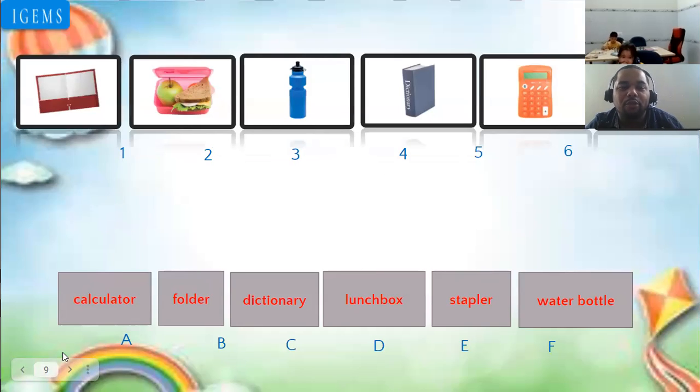Okay. So then I have some questions for you. I have numbers and letters here, and I want you to tell me which words match with the pictures. We are going to match numbers and letters, and you are going to tell me the right answer. All right. So what matches with A? Number 1, number 2, number 3, number 4, number 5, number 6.